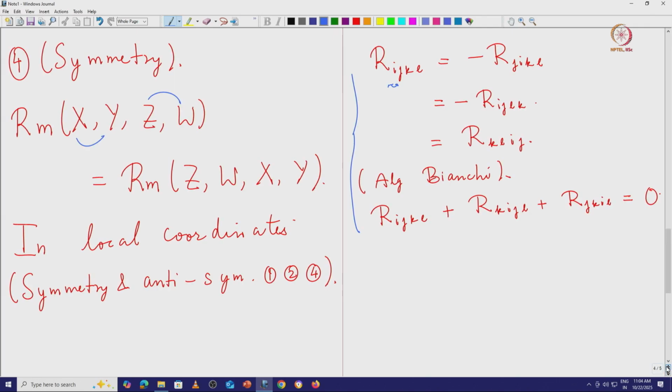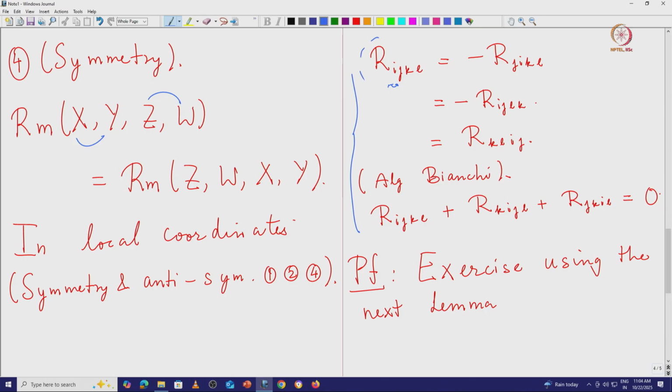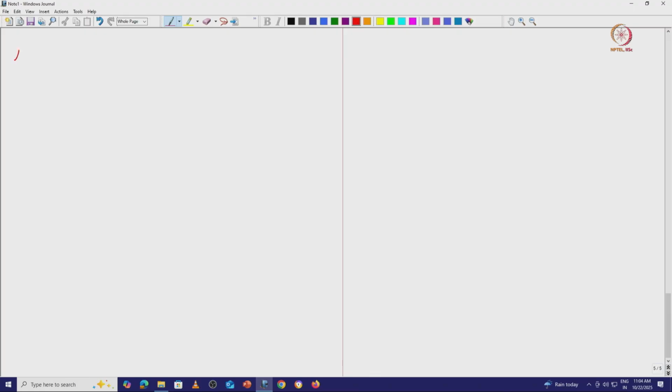So I'm going to leave the proof as an exercise, but not completely, using the next lemma. I'm going to state a lemma which essentially gives a formula for these things. Using that, it's actually quite easy to verify this proposition. So I'm going to prove the lemma completely, but the proposition I'm going to leave as an exercise. All right. So what is this lemma?